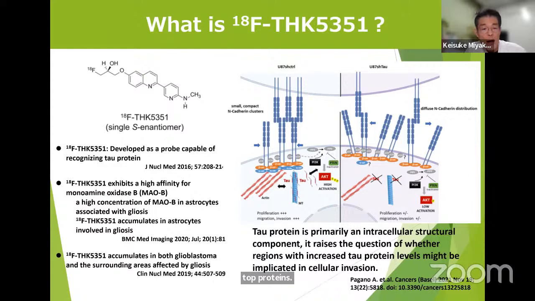THK5351 exhibits a high affinity for monoamine oxidase B, MAO-B. Notably, there is a high concentration of MAO-B in astrocytes associated with gliosis. Consequently, THK5351 accumulates in astrocytes involved in gliosis. Furthermore, THK5351 accumulated in both gliomas and the surrounding area affected by gliosis.